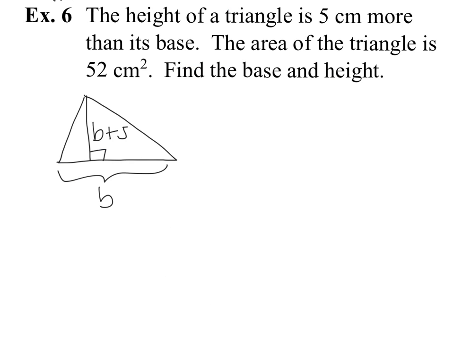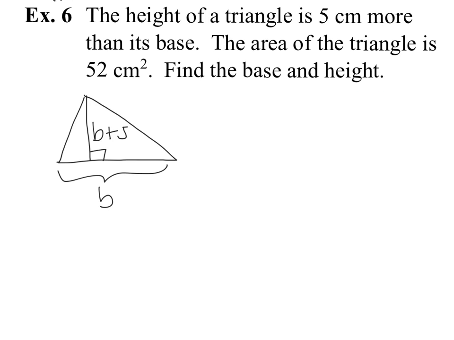In example 6, we have this problem. We're told that the height of a triangle is 5 centimeters more than its base. So I have drawn a picture of that. I'm going to let B represent the base of this triangle, and then the height is 5 centimeters greater than that, so we're going to express the height in terms of the base. So the height then is base plus 5. Then we're told that the area of a triangle is 52 square centimeters. We're asked to find the base and the height.